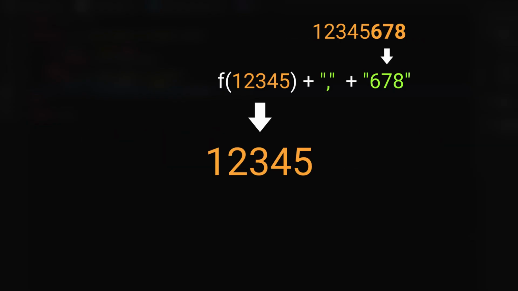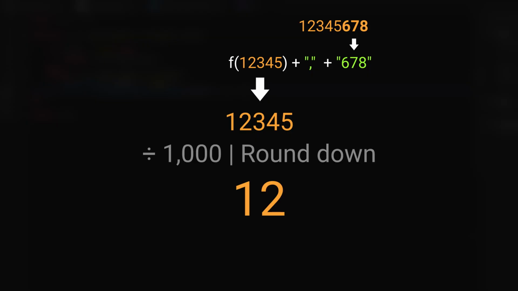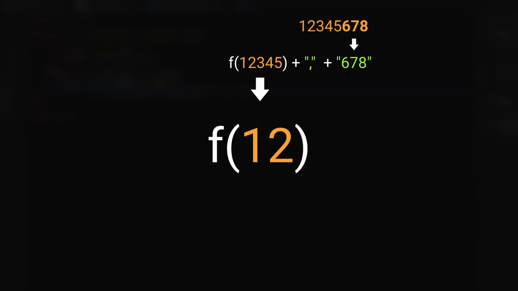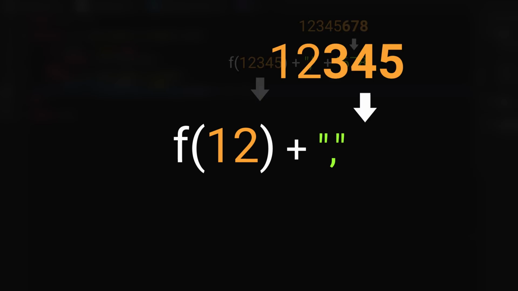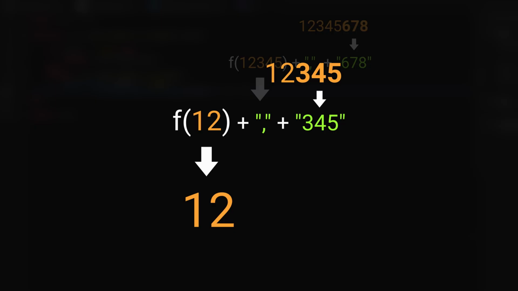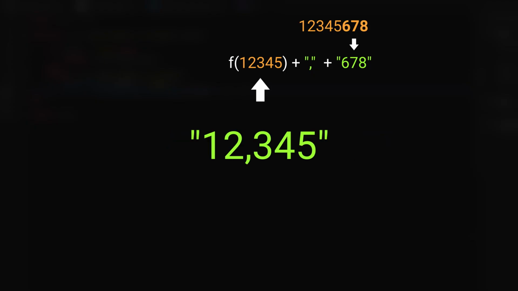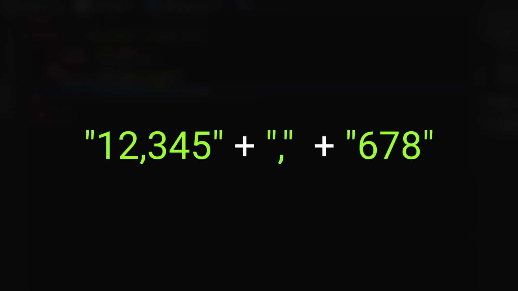Let's follow the recursive case. The number 12,345 is not smaller than 1000, so divide by 1000 and round it down to get 12. We'll pass 12 to the function. Right after that, it's a comma and the last 3 digits, so 345. Let's again follow the recursive case. 12 is smaller than 1000, so that will be returned. 12 is combined with a comma and 345, then that is combined with a comma and 678, then that is returned as the final result.